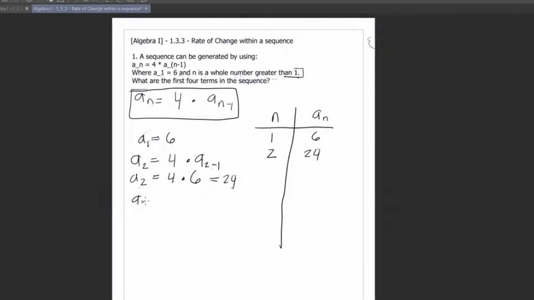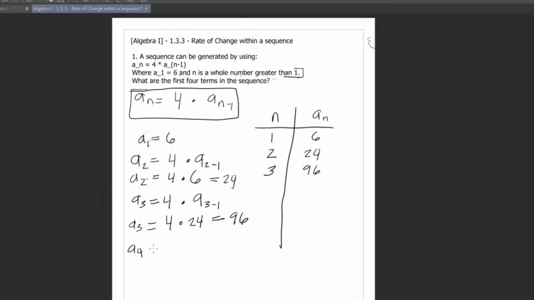What is a sub 3? A sub 3 equals 4 times a sub 3 minus 1, which, what is that? 4 times a sub 3 minus 1 equals a sub 2, which is 24. Right? So a sub 3 equals 4 times 24, which is going to be 96. So a sub 3 here, 96. And we have one more for the first four terms.